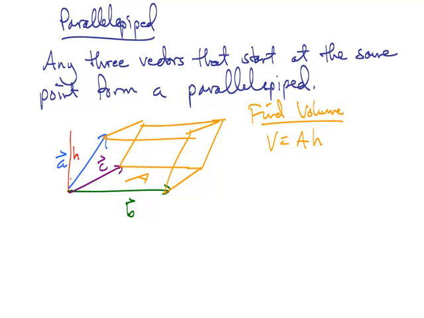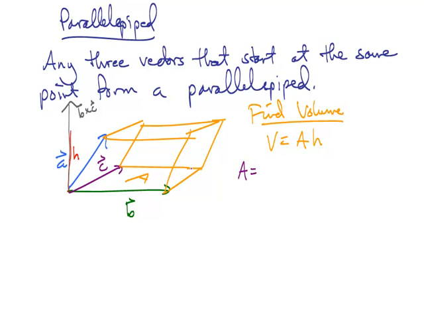Now H, I can think of as lying on a vector which is orthogonal to both B and C. In other words, I can think of H as lying on the vector B cross C. Okay? Alright, now area of the parallelogram on the bottom, A, what is that equal to?